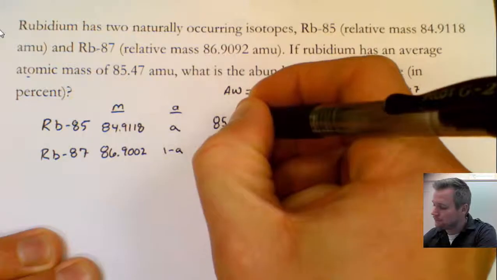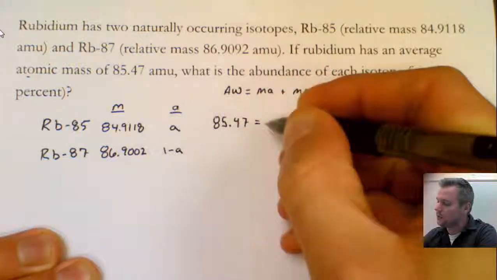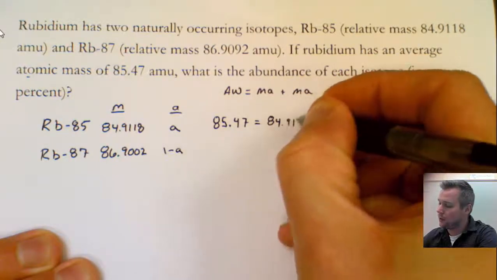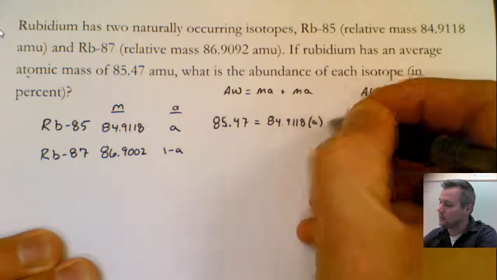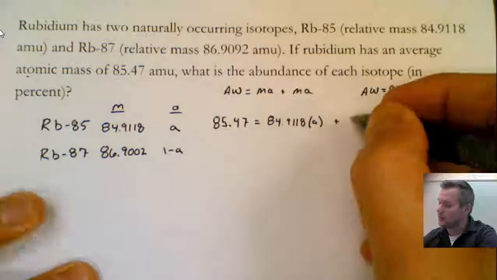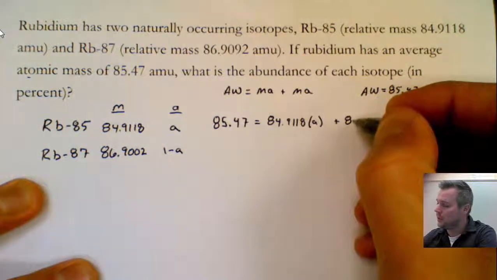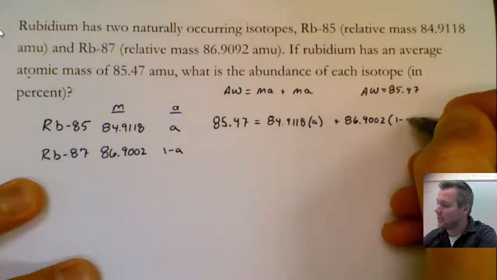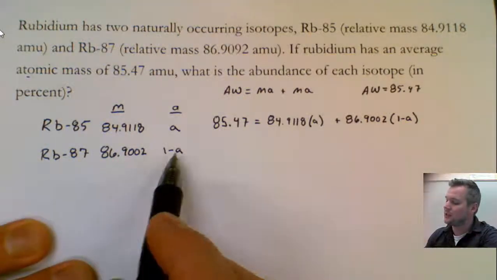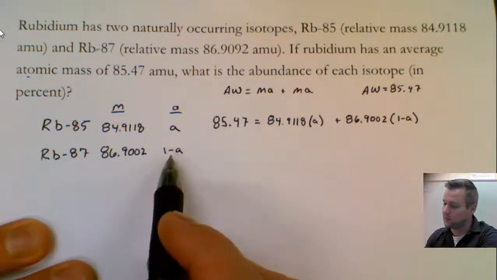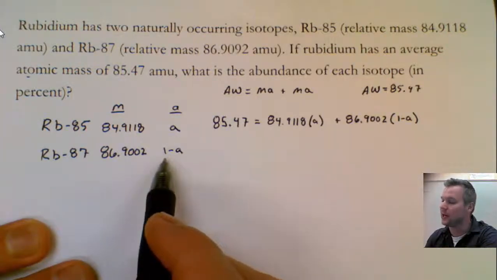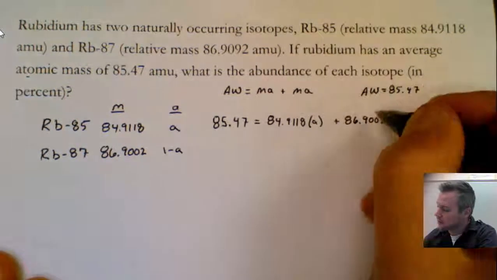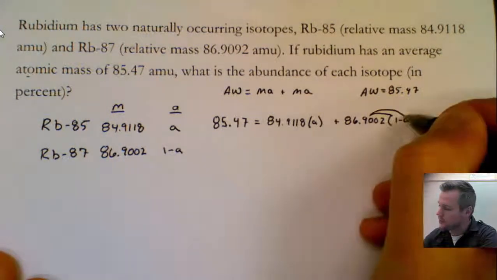I'm going to set that equal to the mass of my first isotope times its abundance, 84.9118 times A. I'm going to add to that the mass of my second isotope, rubidium 87, 86.9002 times (1 minus A). Notice this is all in parentheses because this is one value. That's the abundance. It's the whole term here, 1 minus A. Then we need to distribute some numbers through. 86.9002 needs to distribute through both portions of these parentheses.